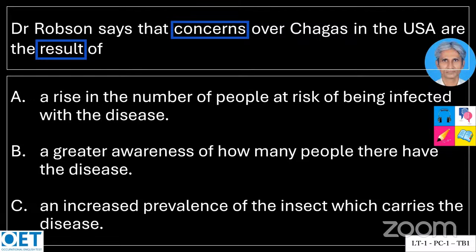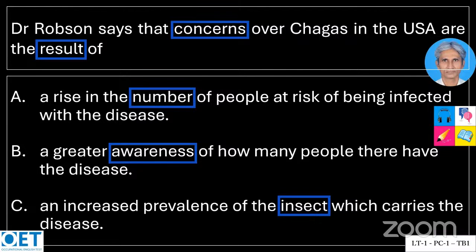A rise in the number of people at risk of being infected with the disease. So number is the problem here. If it is not rising, there is no risk, there is no worry. So statistics is the problem. A greater awareness of how many people have the disease. Awareness is the problem. Next one, an increased prevalence of the insect. So insect is the problem. So number is the problem, awareness is the problem, and insect is the problem.